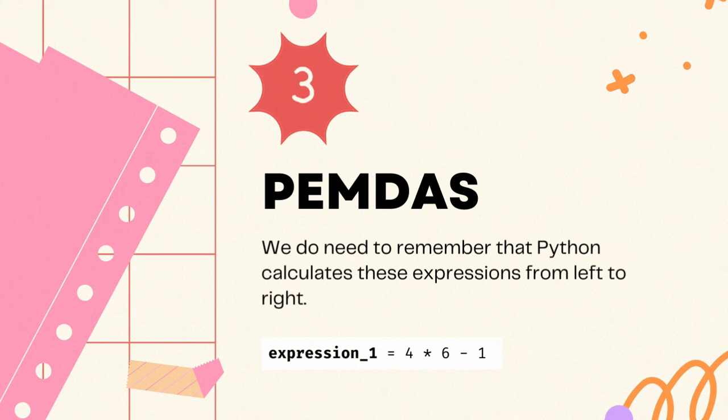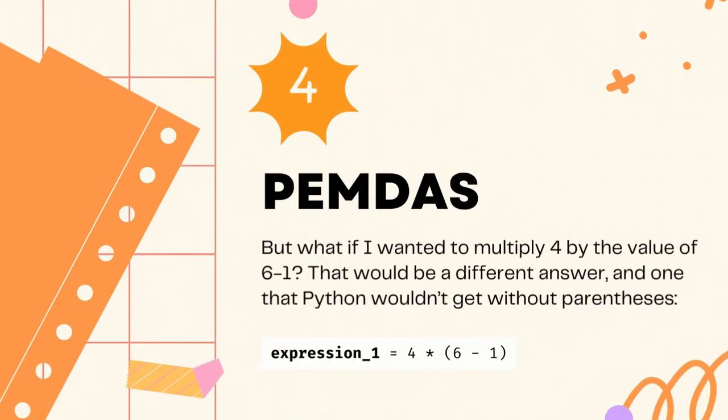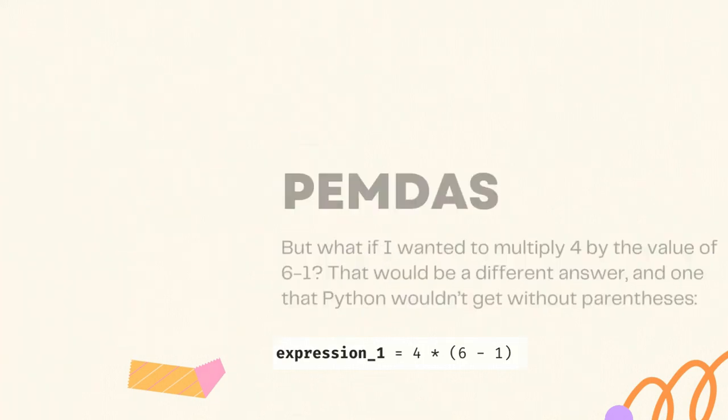We do need to remember that Python calculates expressions from left to right. So for this expression 1 that we have here, it computes 4 times 6, and then it subtracts 1 from that. But let's say I had just written this out really quickly, and I wanted to actually multiply 4 by the value of 6 minus 1, or 5. That would be a pretty different answer than what we get in expression 1, and one that Python wouldn't understand without parentheses. So just like we would in real life, we have to make sure that we're following PEMDAS, which is parentheses, exponents, multiplication, division, addition, and subtraction. This is the order in which expressions are processed in Python as well.